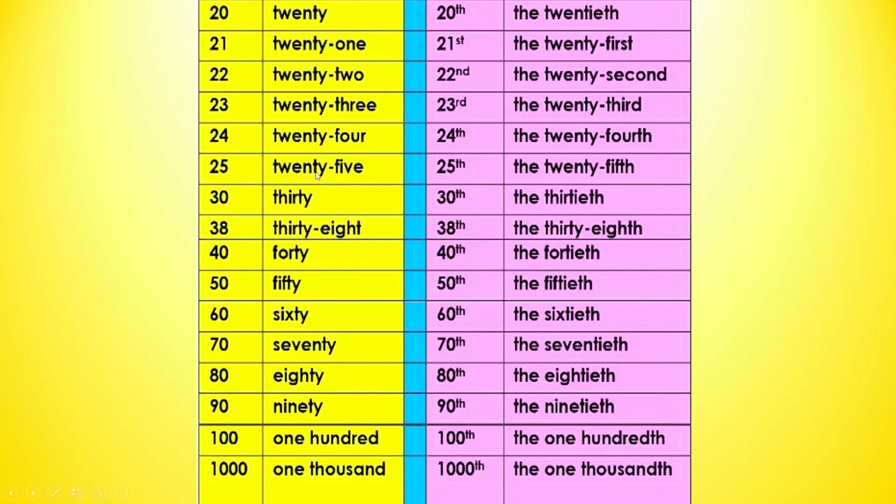Okay, next we move to this. The number 30. 30. The 30th. Okay, but when you want to say in Thai 32, you have to say 32, right?